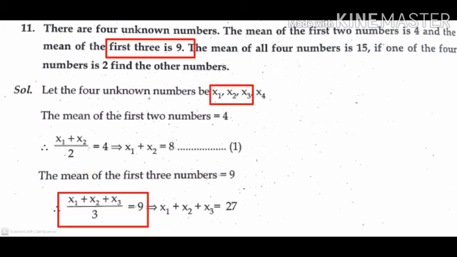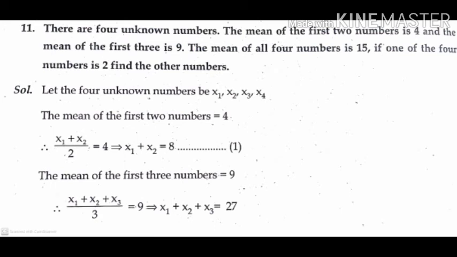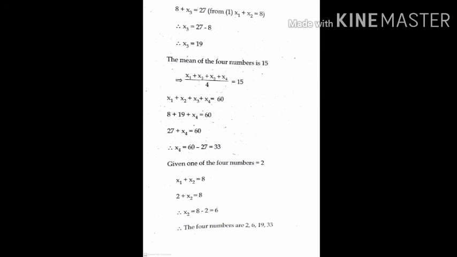The mean of the first 3 numbers is equal to 9. Therefore, (x1 plus x2 plus x3) by 3 is equal to 9. That implies x1 plus x2 plus x3 is equal to, transposing 3 to the right side of the equation, 3 nines are 27. Next step, 8 plus x3 is equal to 27, from this x1 plus x2 is equal to 8. Next step, x3 is equal to 27. Transposing 8 to the right side of the equation, it becomes minus 8. After subtracting, x3 is equal to 19.